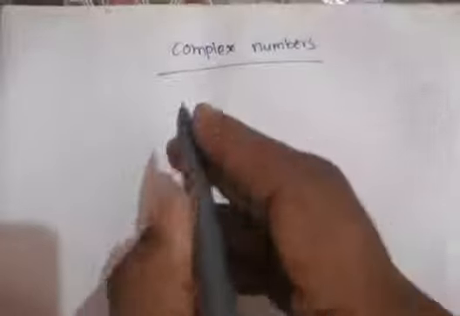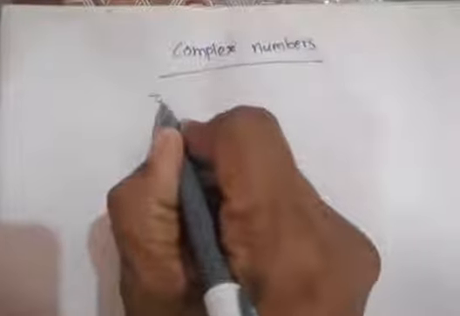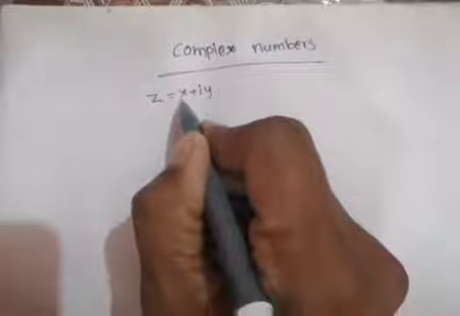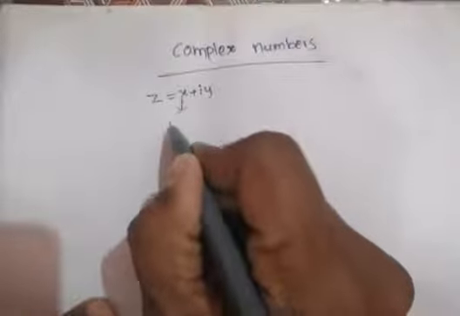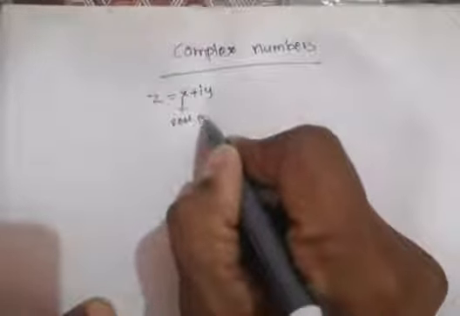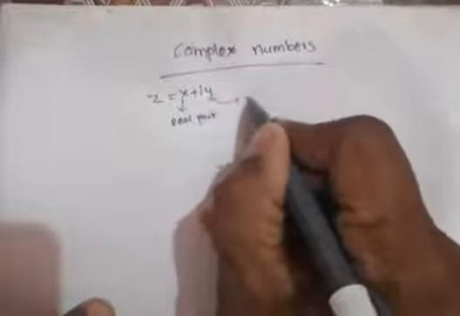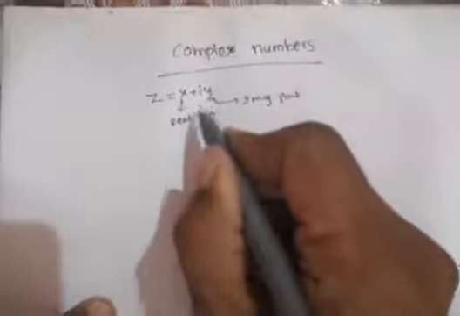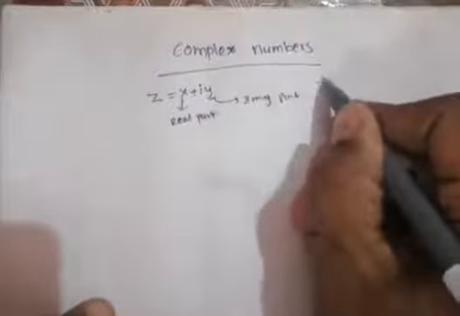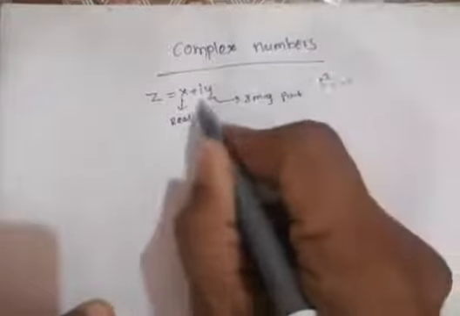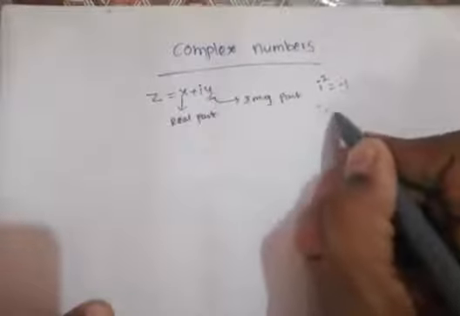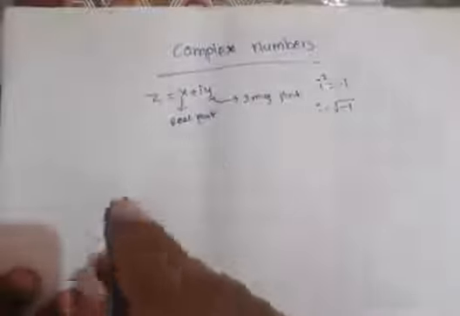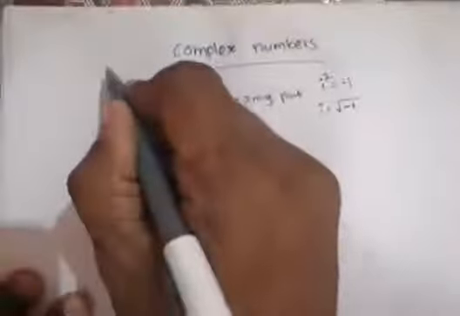Already we know complex numbers will be represented with z. z is equal to x plus iy. Here x is denoted as the real part, and y is denoted as the imaginary part, where i square is nothing but minus 1. Here we are representing i value as nothing but under root of minus 1. So complex numbers play a very important role.